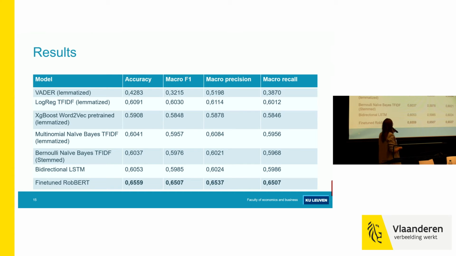However, for the fine-tuned RoBERTa model, you can see that it has almost 5% higher accuracy than the best other model, the logistic regression one. So here, the increased complexity is actually really worth using.